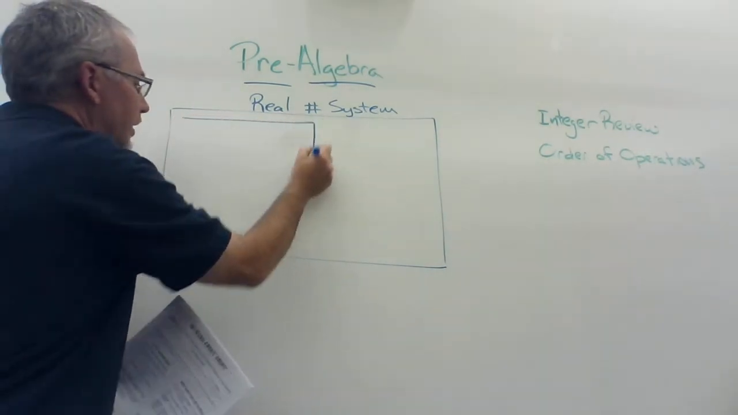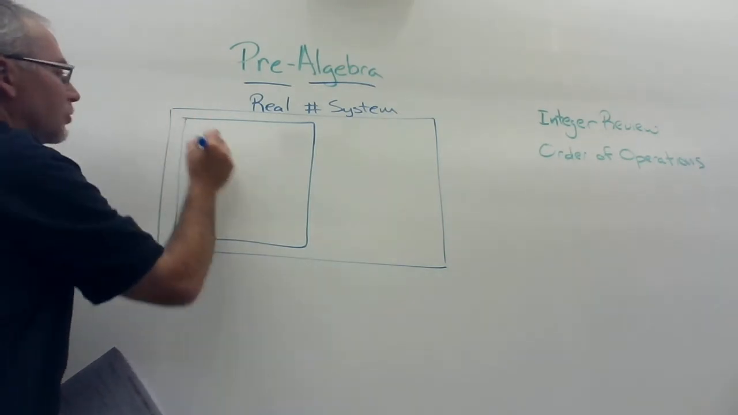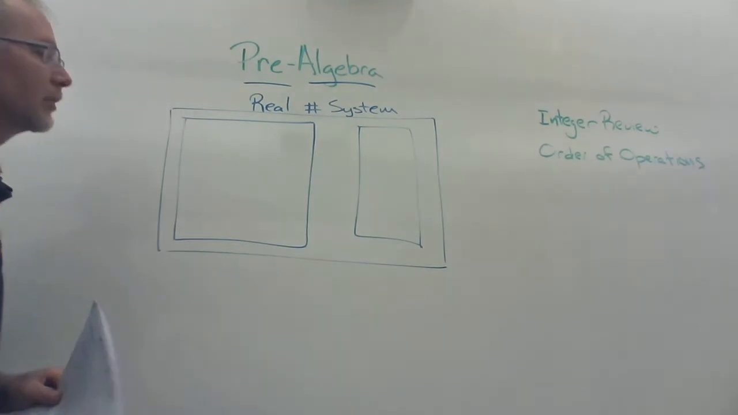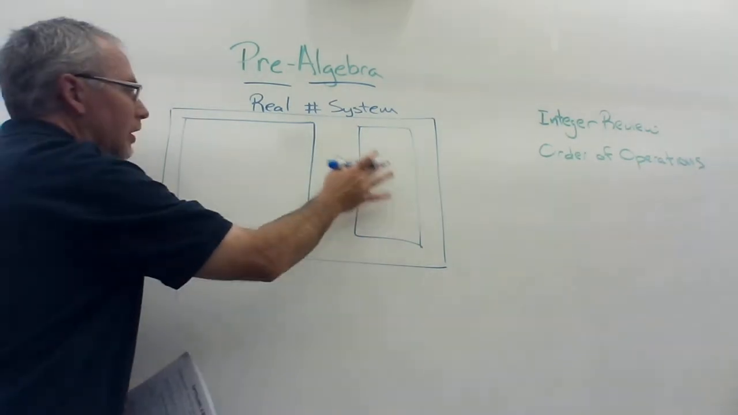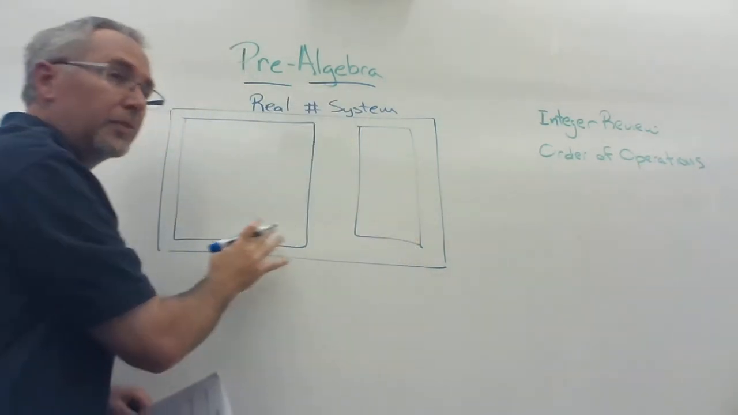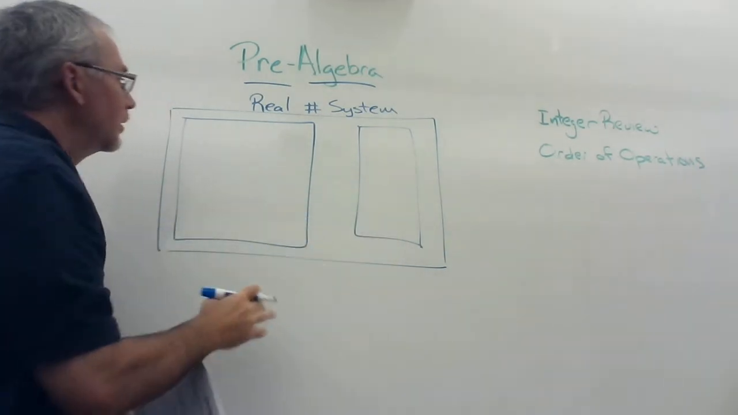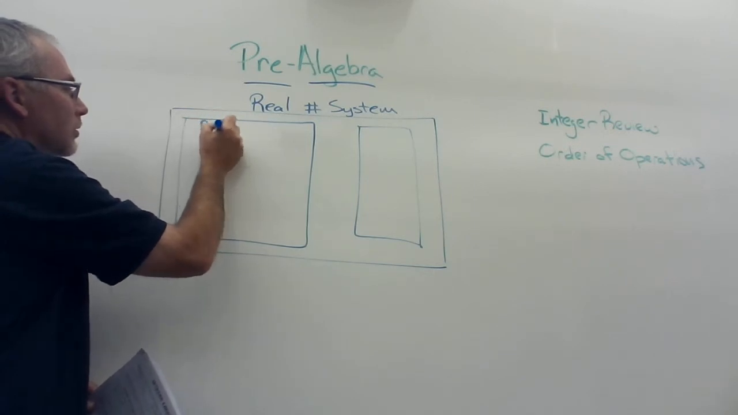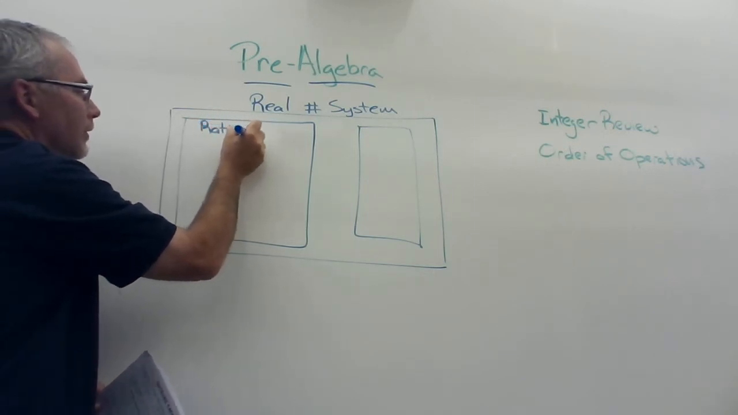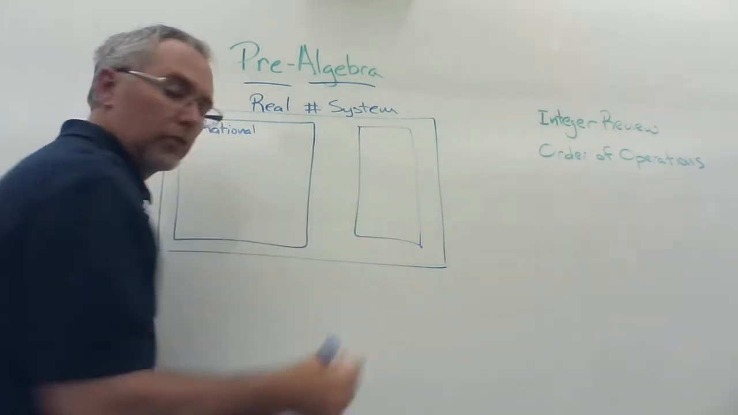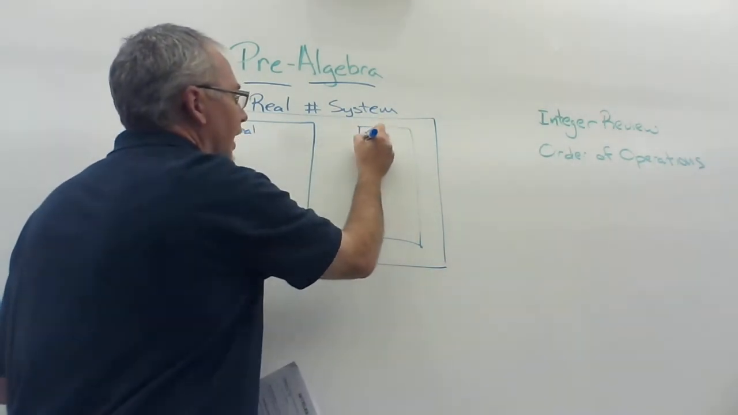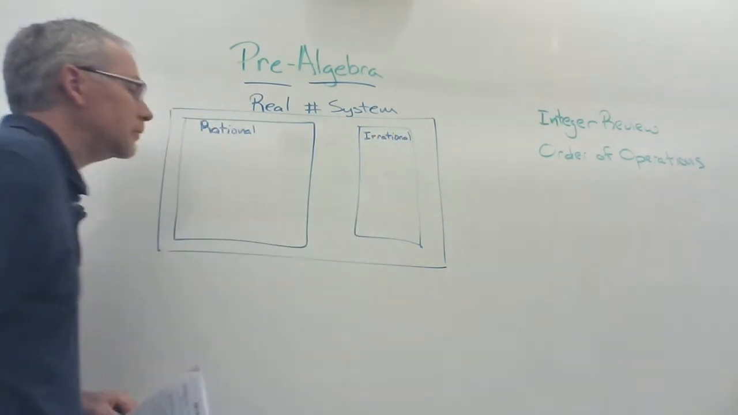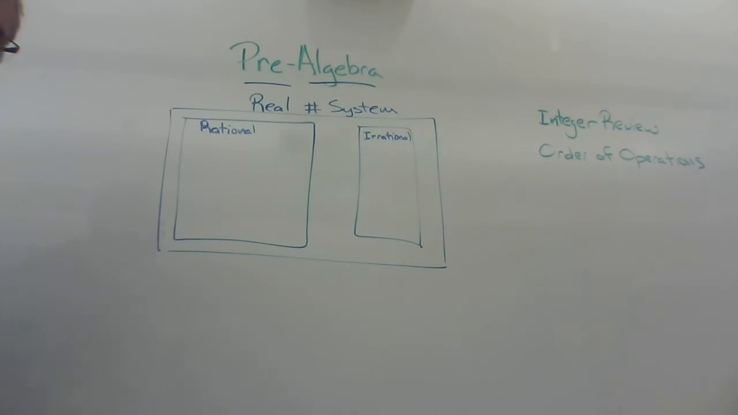Within that, we categorize two boxes. Because this one's smaller doesn't mean that there are fewer of them. It just means that we use them less often. Over here, what we have is what we would call our rational numbers. And over here, we would have our irrational numbers. Our irrational numbers, we'll take care of those first.